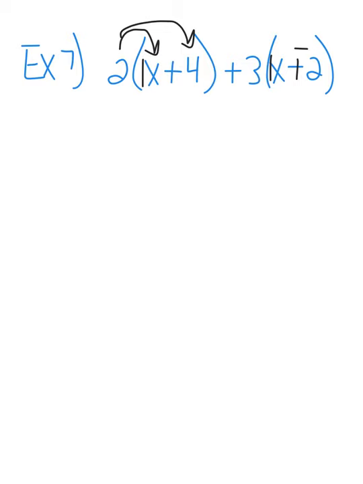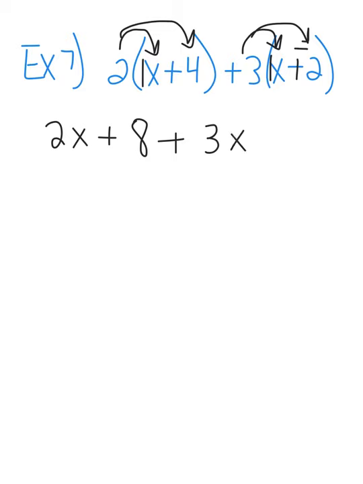So 2 times 1 is 2x. Bring down your addition symbol, and 2 times 4 is 8. And you have taken that 2 and multiplied it by everything inside the parentheses. The 2 is only outside that first set of parentheses. We're going to bring down an addition symbol, and now we're going to take our 3 times everything in the second set of parentheses. So we have 3 times 1, which is 3x, plus, and we have 3 times negative 2, which is a negative 6.